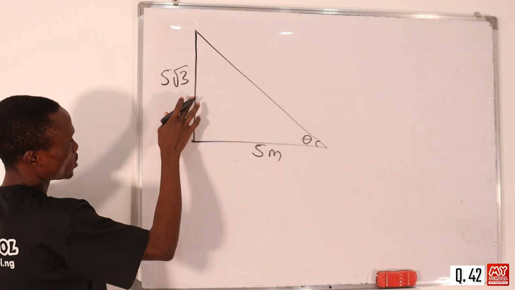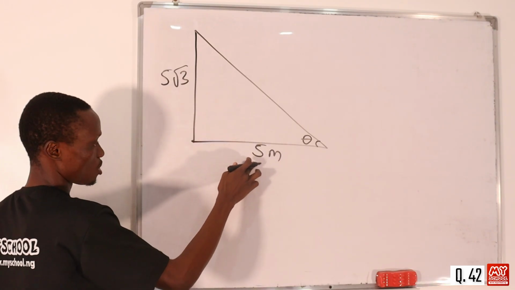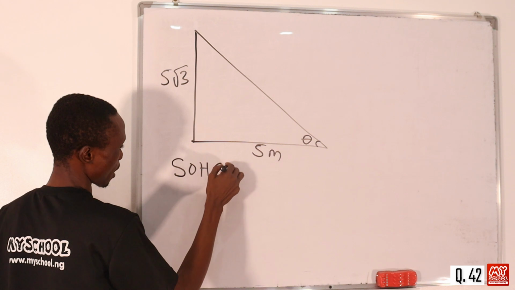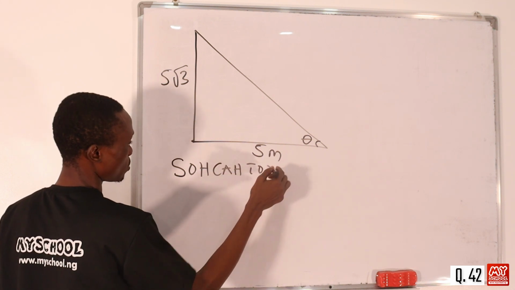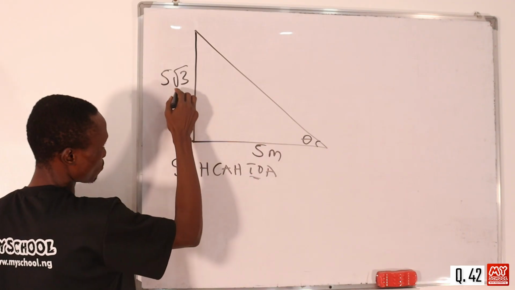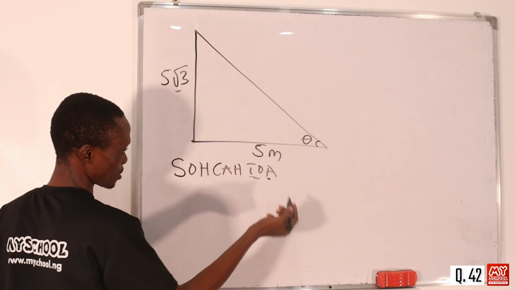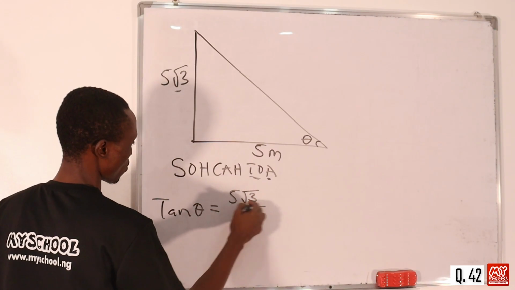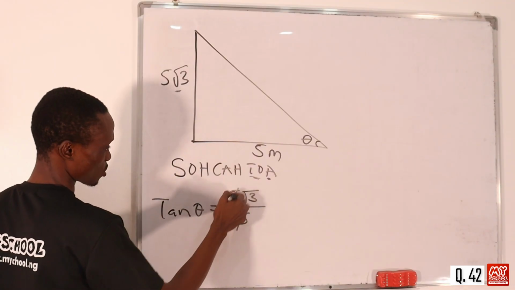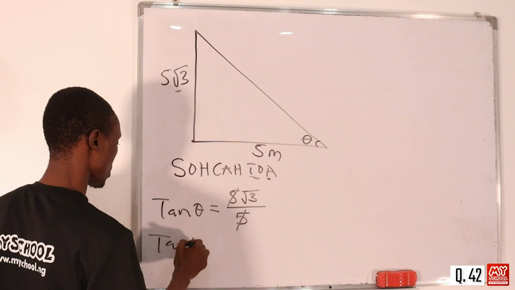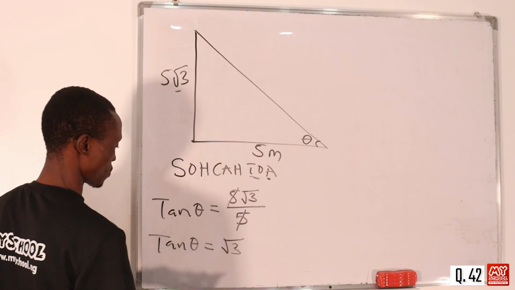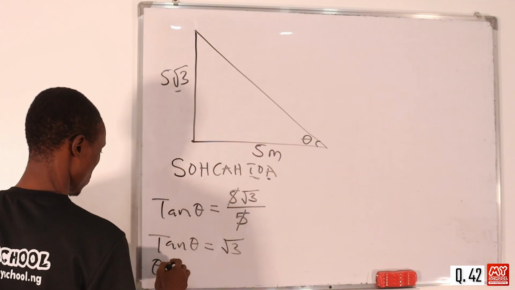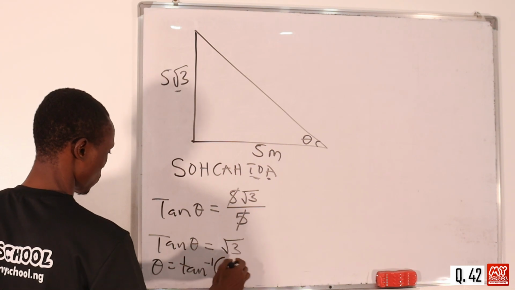In this question, we have the opposite and we have the adjacent. So in that case, we are going to use tan. Remember your SOHCAHTOA: SOH, CAH, then TOA. Here we'll be using TOA because we are given the opposite and we are also given the adjacent. So tan theta in this case will be equal to 5 root 3 all over 5. The 5 cancels out the 5, so that tan theta is equal to root 3. Since we are looking for theta, we just take the tan inverse of both sides, so that theta is equal to tan inverse of root 3.